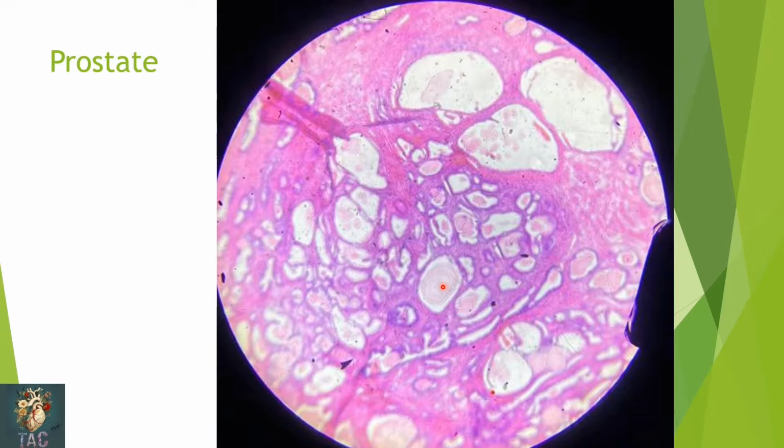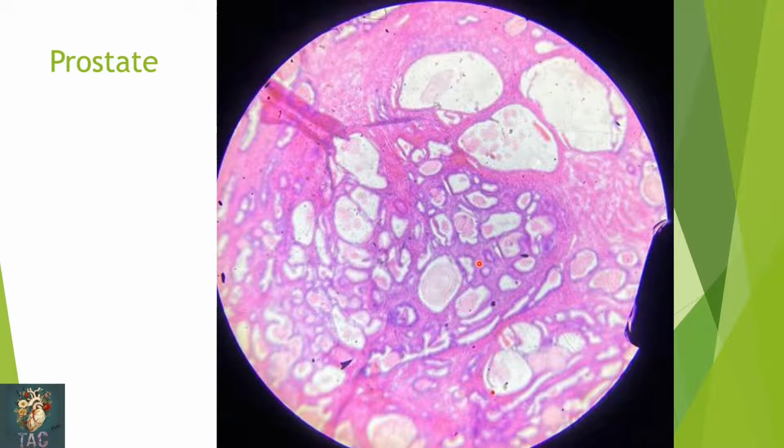One identification point for the prostate gland is the secretory products which are present in the lumen. These are called prostatic concretions, also called the corpora amylacea, which are present in the lumen of the prostate gland and which accumulate with age, especially present in older ages.